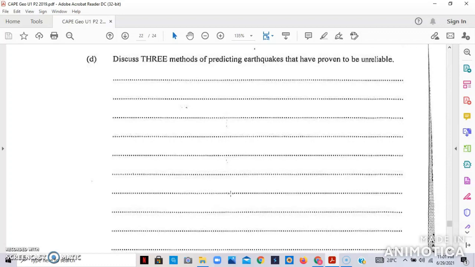So they're still unreliable, right? So we don't know when we're going to have an earthquake. It is still something that scientists are trying to figure out.